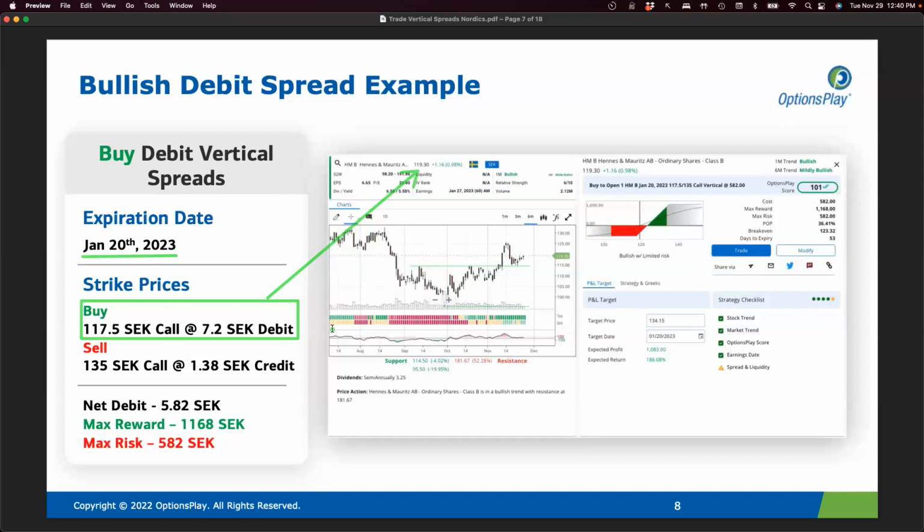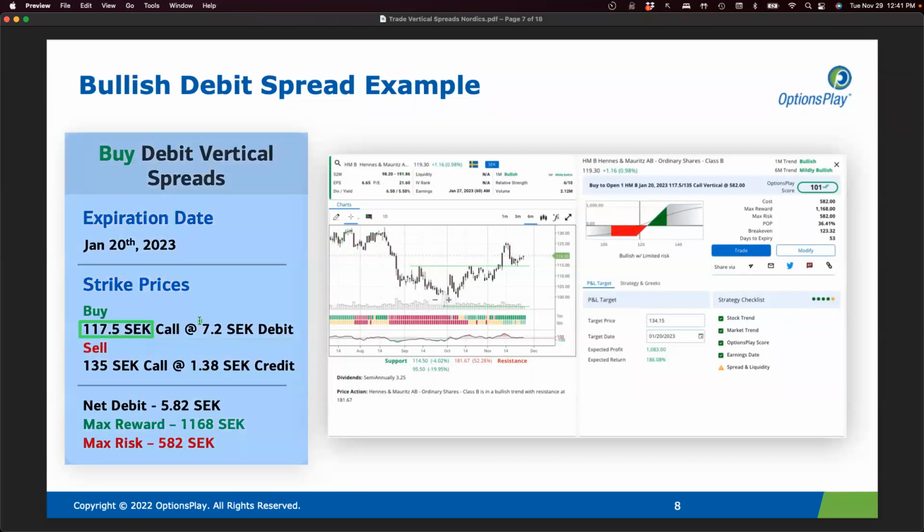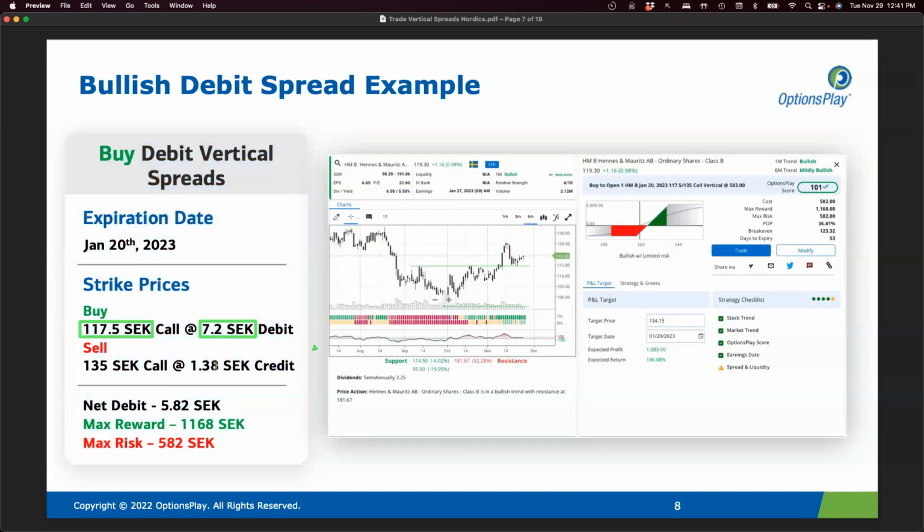If you were just buying a call option, you would look at the January 2023 and maybe the 120 or the 117.5 call option. And in this particular case, the 117.5 will cost you 7.2 crowns. And again, that means the stock has to move beyond the break-even point, which would be 117.5 plus 7.2 crowns. That would be your break-even point if you were just buying the call option.